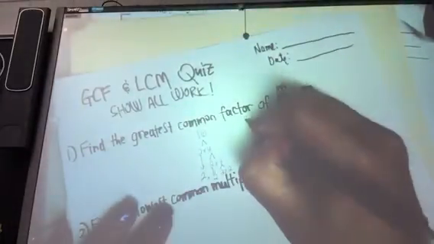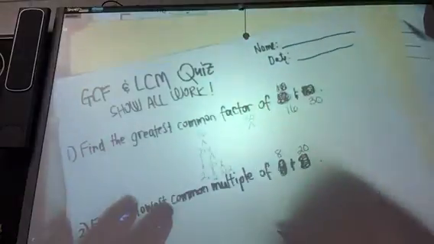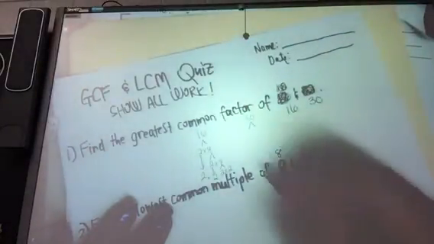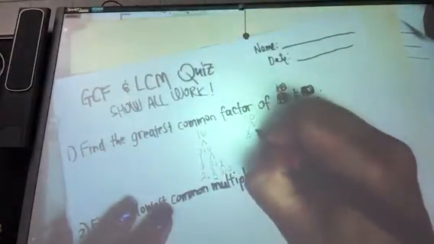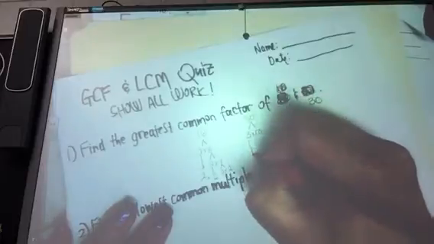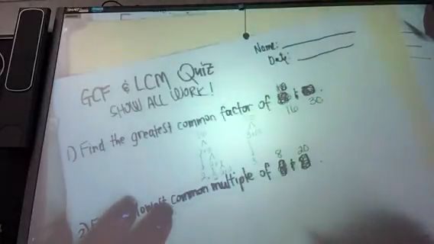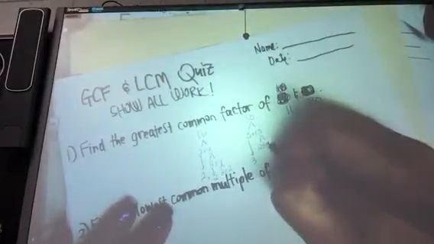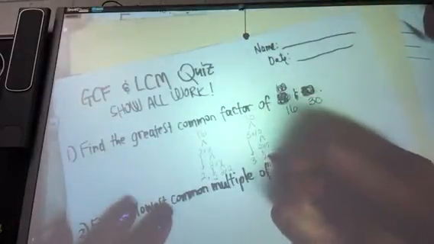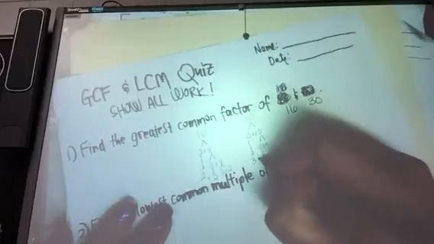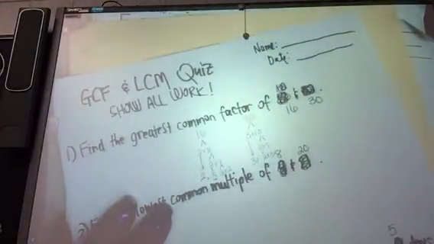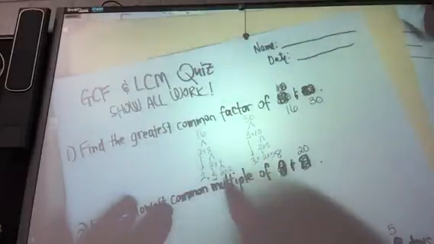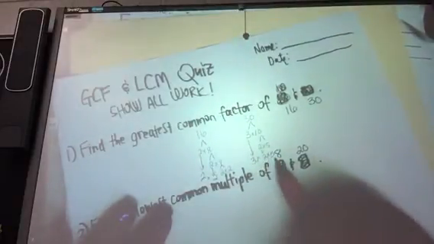Okay, now I'm going to do 30. I'm going to break it down to, let's do 3 times 10. 3 is prime, so it comes down. And 10 breaks down to 2 times 5. And those are prime, so they can come down. All right, so I have 2 times 2 times 2 times 2, and 3 times 2 times 5.